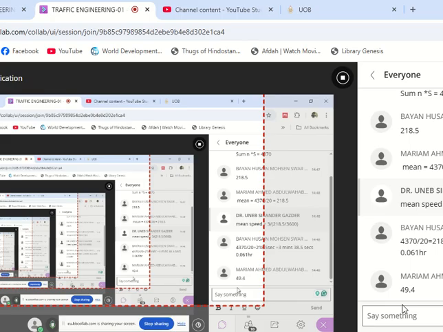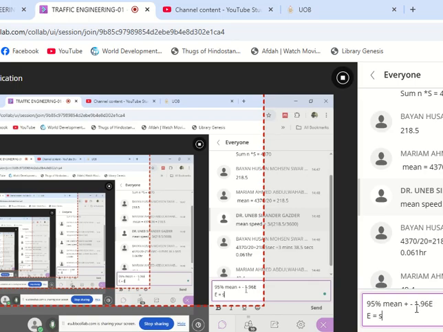$49.4, yes. Okay, so this is your mean speed. Now confidence interval, they are asking for confidence interval. So the 95% confidence interval, as we have seen in the last lecture as well, is mean plus minus 1.96 E, where E is S upon square root of N.